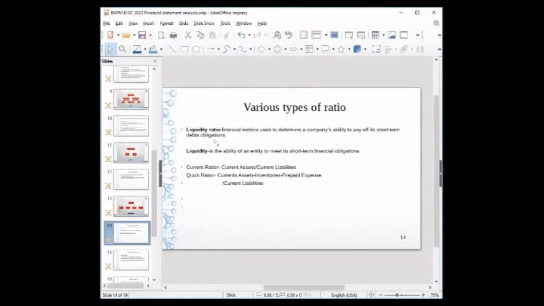This can be calculated in these two methods. You can use the current ratio method, wherein you divide the current assets by the current liabilities. While the quick ratio is also a liquidity ratio, you use the current assets, but you deduct the inventory and the prepaid expenses from the total current assets. Then the result will be divided by the total current liabilities.